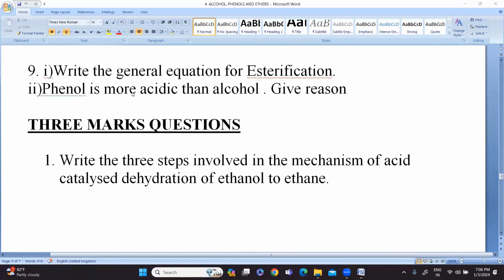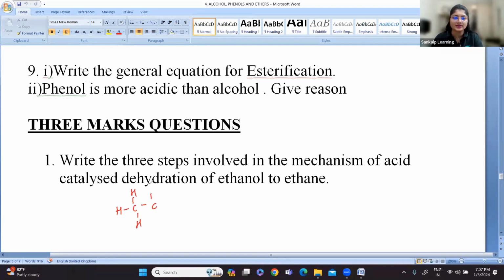Can you hear me, students? So we were discussing that if you write the complete mechanism, but you forget to write the positive charge, and all the bonds should be properly written.